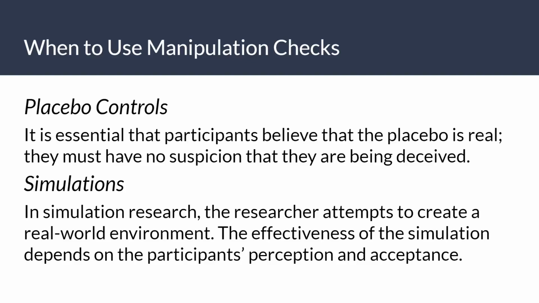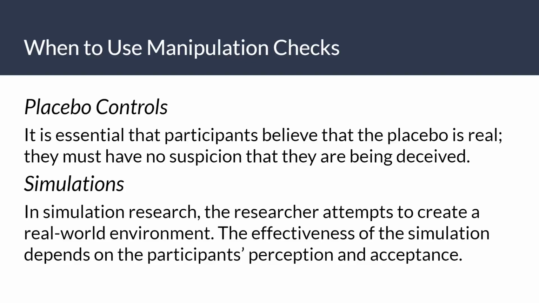So the effectiveness of the simulation depends on the participant's perception and acceptance. For example, in your laboratory, you want to make it look like a house. So you're going to ask them if they feel at home in your laboratory. Okay, and that's how you check the manipulation in simulation.